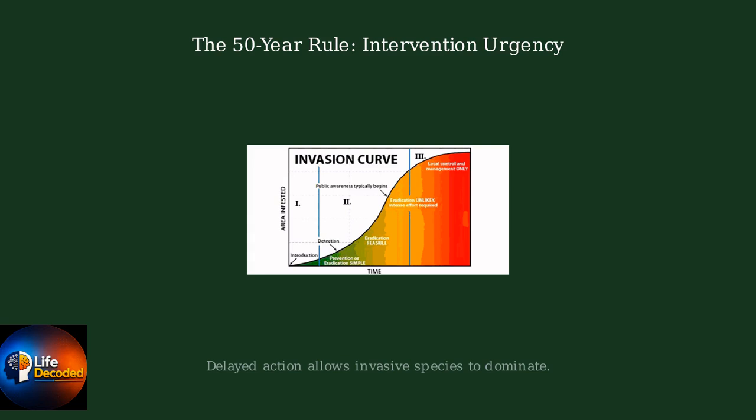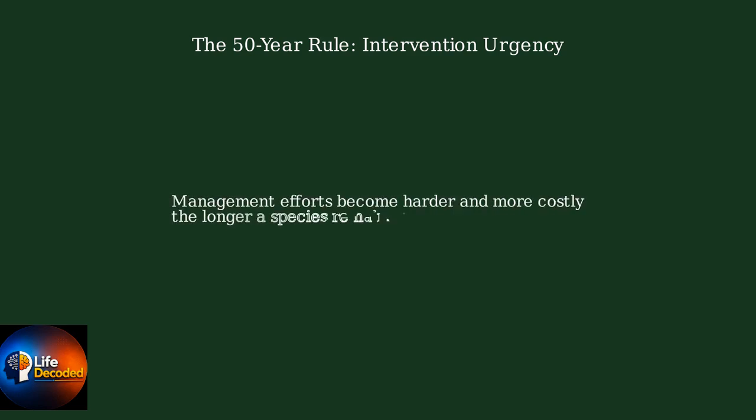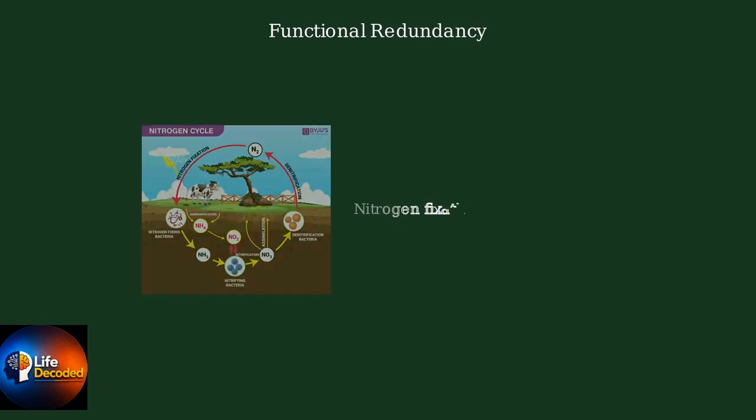As illustrated by the invasion curve, early detection allows for simple eradication. However, as time passes, the effort and costs escalate exponentially, making native recovery nearly impossible. Acting within this critical period preserves the recovery trajectory, ensuring that native ecosystems can rebuild without the permanent interference of unwanted invasive species.